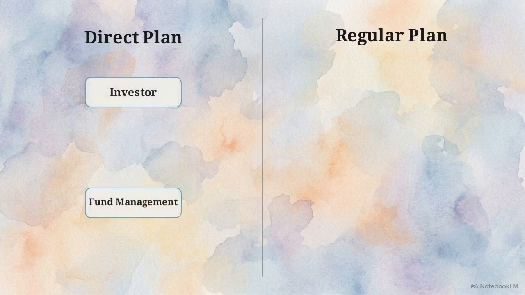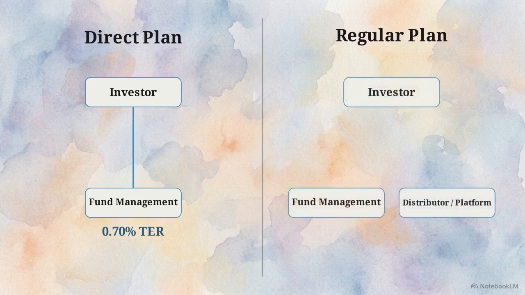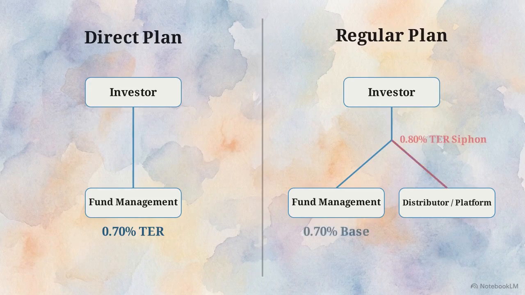On the left, we see the straightforward mechanics of a DIY direct plan. Capital routes directly from the investor to the fund management. The entirety of that 0.70% expense ratio is consumed purely by the base operational costs. There are no intermediaries. On the right, the regular plan activates, revealing a more complex routing system. The capital flows toward the fund, but suddenly bifurcates. That excess 0.80% TER acts as a continuous siphon.